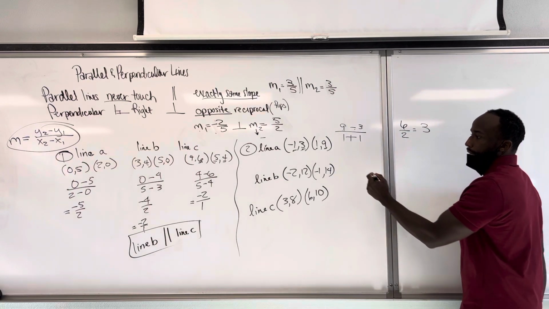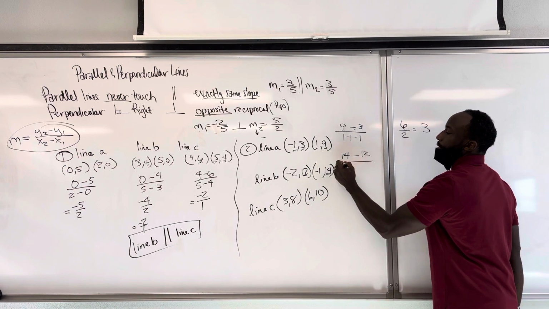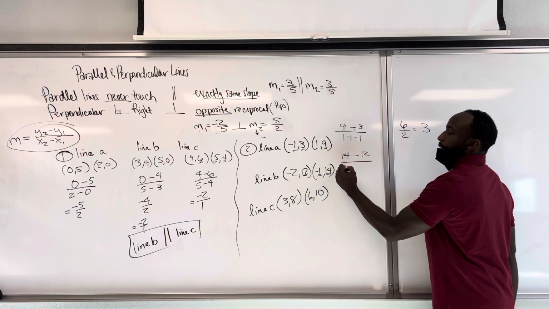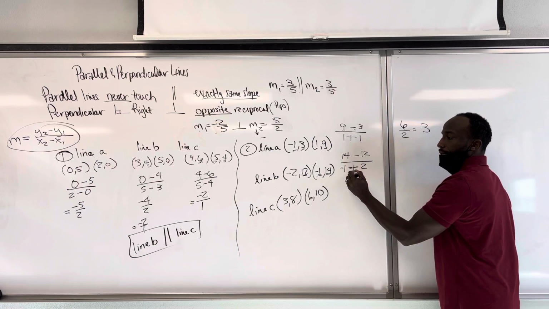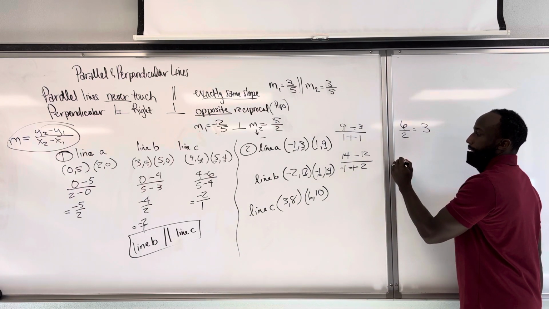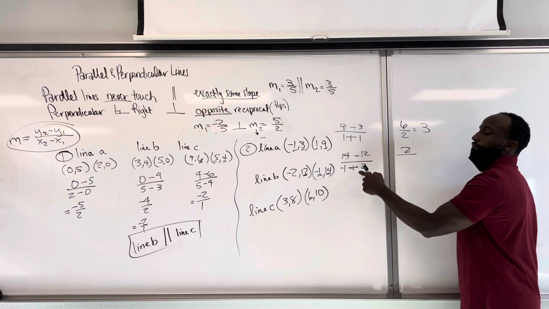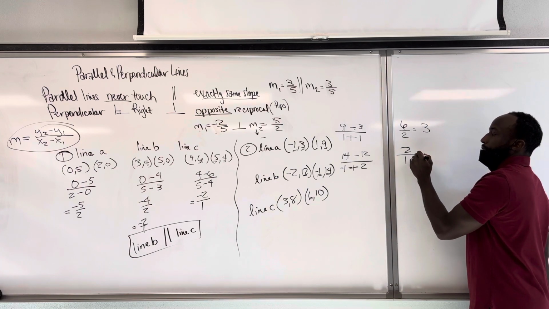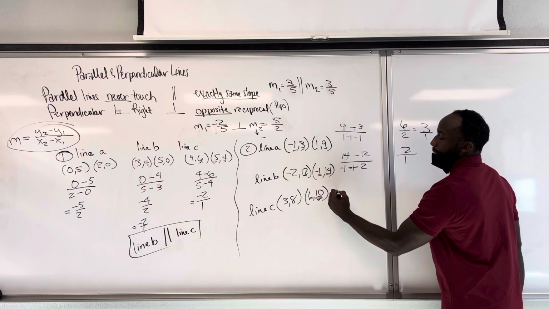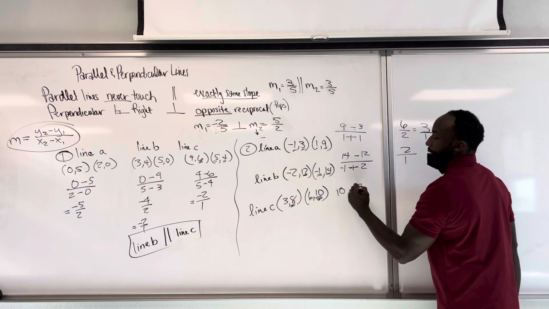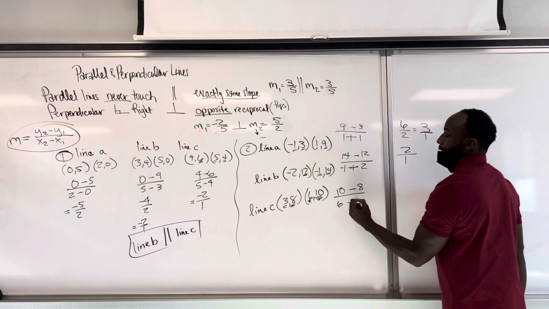Okay? Here we got Y2, 14 minus Y1, 12 over X2, negative 1 minus negative 2. Minus negative 2 makes that plus 2. Right? So we're going to end up with 14 minus 12, which is 2, and negative 1 plus 2, which is 1. So this is 2 over 1. This is 3 over 1. Then the last one, Y2, 10 minus Y1, 8 over X2, 6 minus X1, 3.